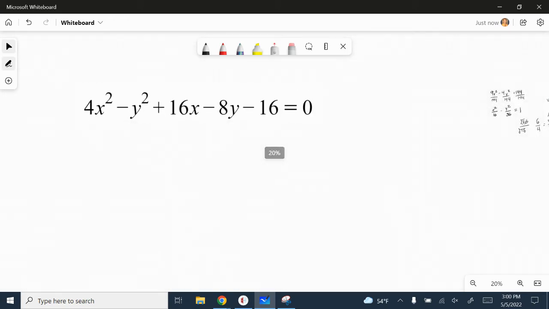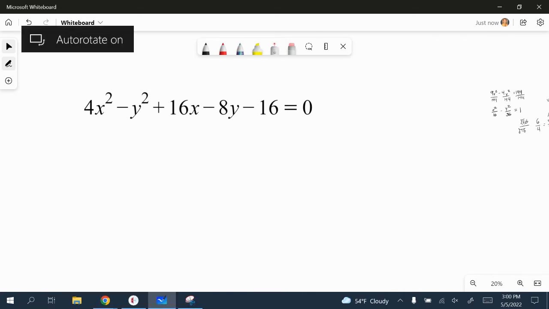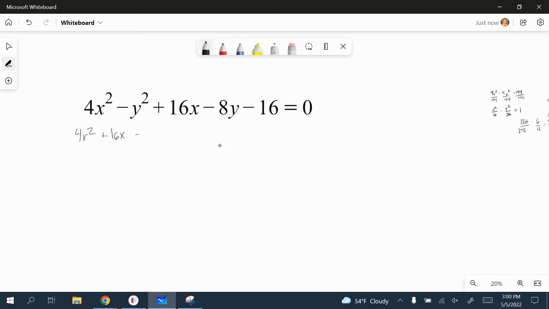First step would be to move the x's in front. That's how I always do these. I always move the x to the front. So if I do that, I'll have 4x squared plus 16x. And then I'll have minus y squared minus 8y. And then I'm going to move that 16 to the other side. Now we can anti-distribute that 4, or factor out a 4. And then we'll be left with x squared plus 4x.